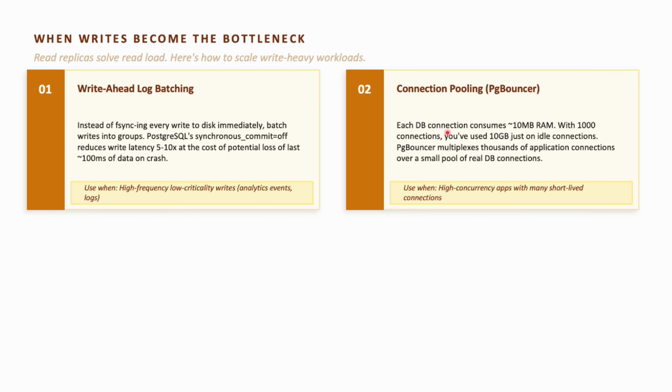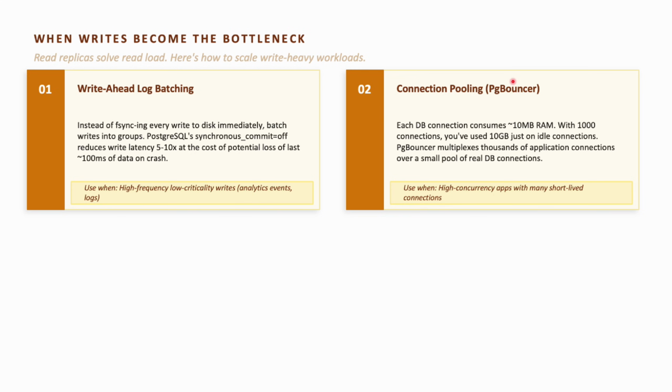PostgreSQL creates a new OS process for each connection, and with 10,000 concurrent function instances, you would need 10,000 database connections, and each consumes approximately 10 MB RAM, right? So that's 100 GB, and it is used just for idle connections, right?